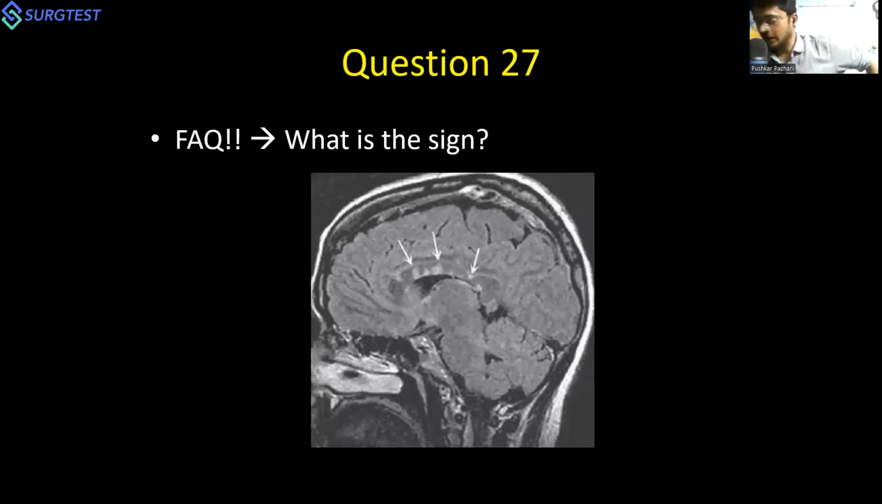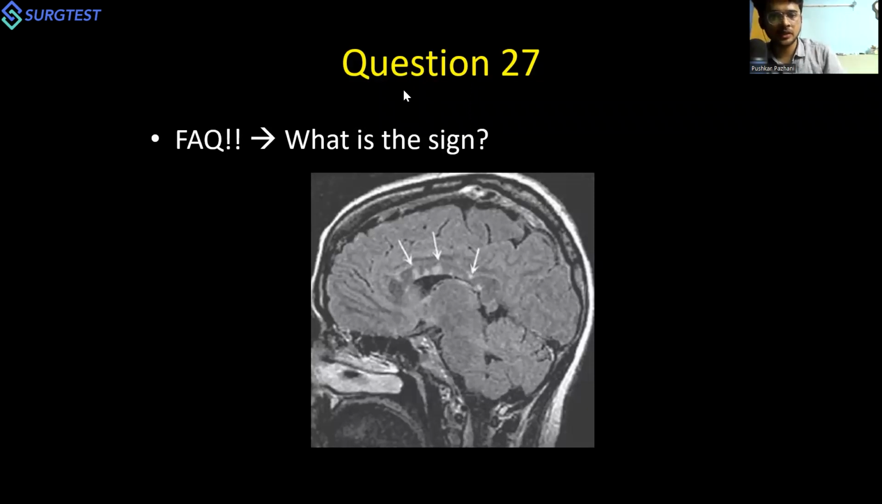Okay, chat box. To those who are active in the chat box, a frequently asked question. What is this sign? Can you tell me what the sequence is? I want you guys to tell me both the MRI sequence as well as what the sign is. A very, very frequently asked MCQ, not only in NEET SS but also NEET PG. I think it was first asked in November 2011 AIIMS. That's the first time they brought up this MCQ.